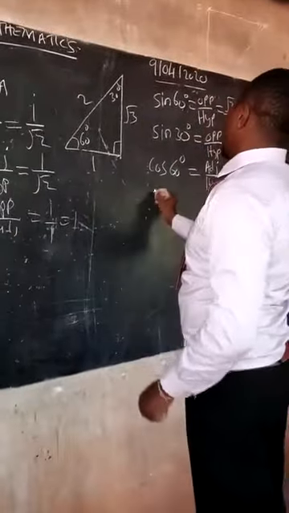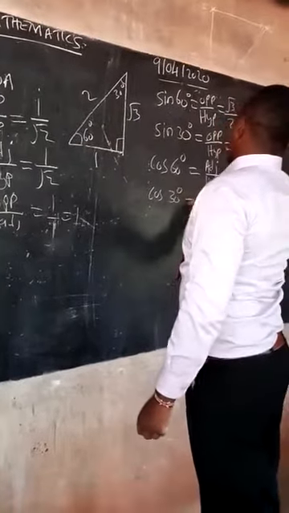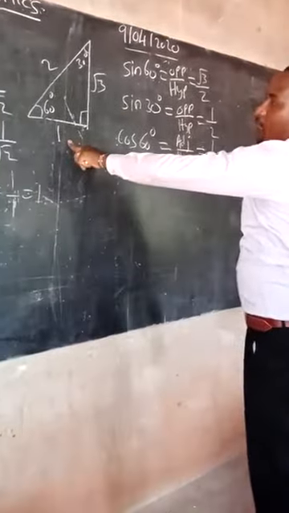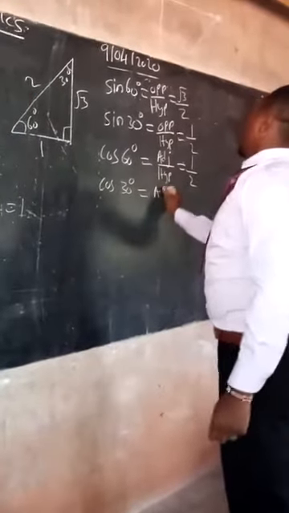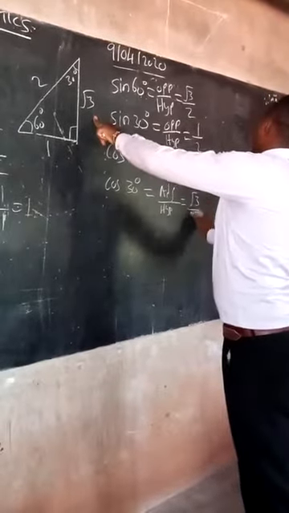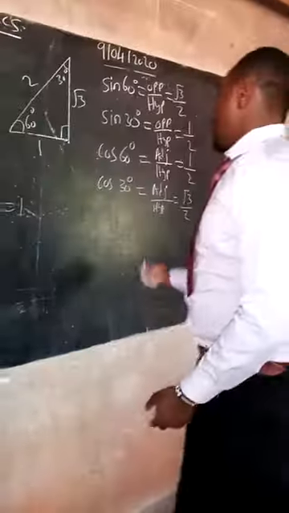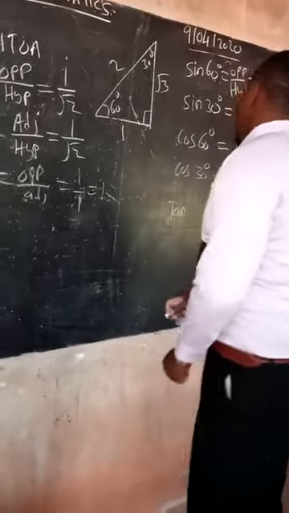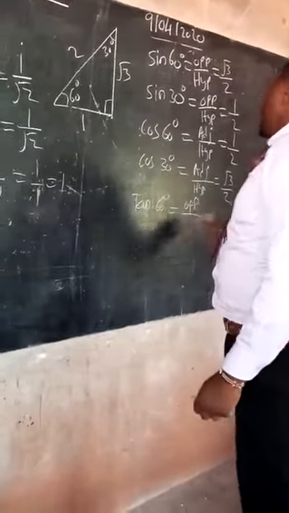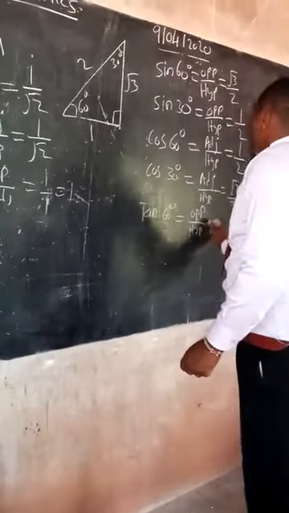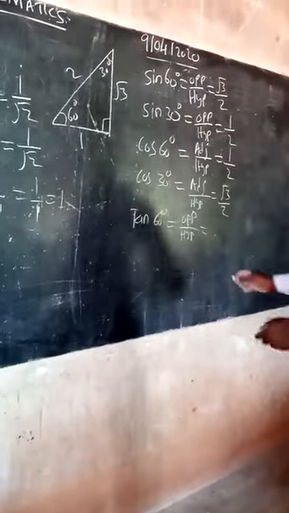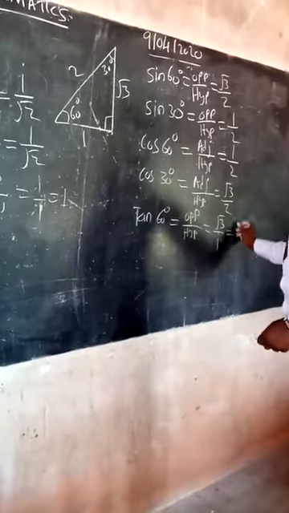About cos 30 degrees, this will change. If you're dealing with this angle, this will be our adjacent, this will be our opposite, and the hypotenuse. So it will be adjacent over hypotenuse, which will be root 3 over 2. The tan of 60 degrees is equal to opposite over adjacent. What is our opposite? Opposite is root 3 over 1, which is equal to root 3.